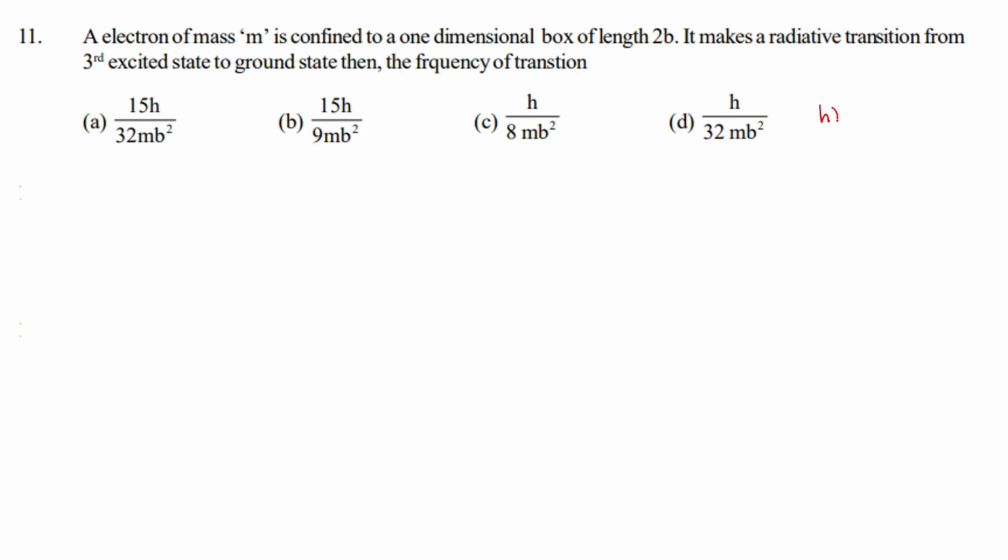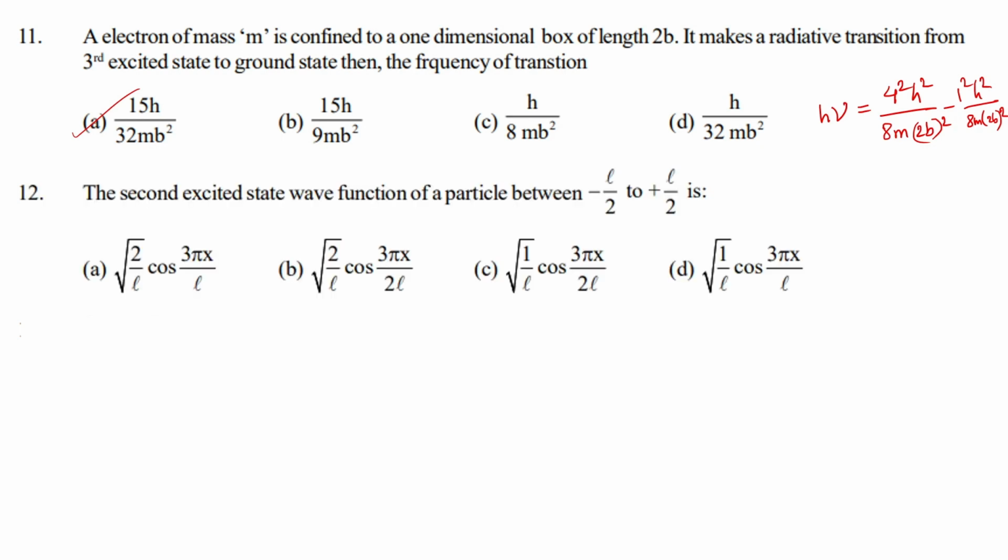Next, h nu is 4² h² by 8m (2b)² here because 2b is the length, minus 1² h² by 8m (2b)². I think you are going to get something as 15h by 32, maybe 11a, yeah, that is what you are going to get. Okay, that was the trick. And it may come again. I think the next question is something like that.